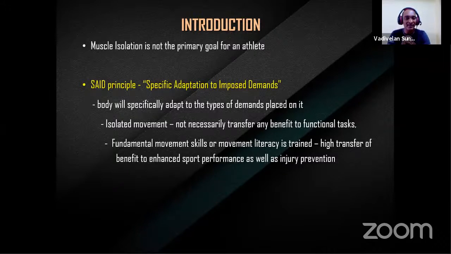The SAID principle is nothing but specific adaptation to imposed demand. So whatever you train, you get that. If you train an athlete for endurance, definitely the athlete is going to perform the endurance activity in a well executed manner. If you train an athlete for strength, you'll get the same. So the principle says the body will specifically adapt to the type of demand you place on it.